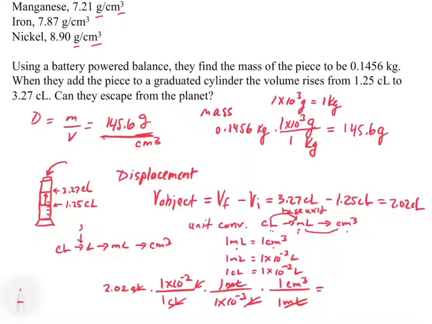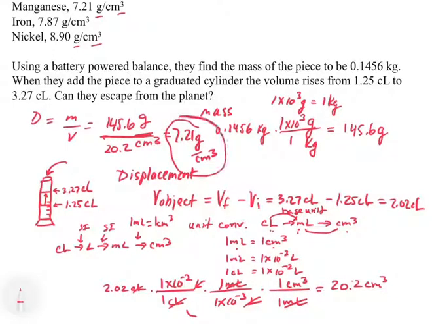And for the unit conversions, we had an SI unit conversion, another SI unit conversion, and then our 1 mL is equal to 1 centimeter cubed unit conversion. Now when you do this out, you're going to get 20.2 cubic centimeters, which we put on the bottom. If we do our division now, we can divide those two numbers and we get 7.21 grams per cubic centimeter. This is our final answer. And does it check off? Yes. So it is manganese.